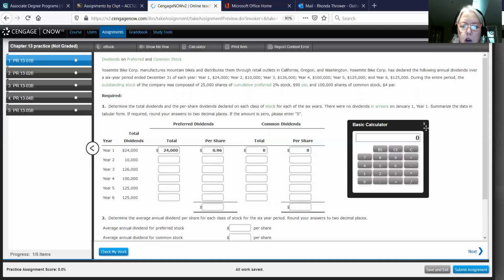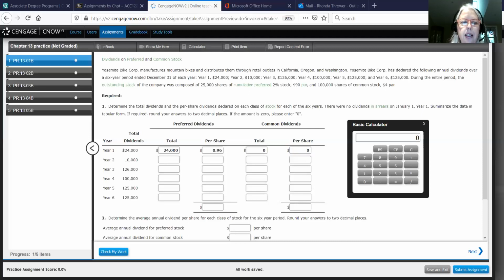So what you have to remember is how much you owe to your preferred stockholders each year. And then if there are any dividends in arrears, you're going to have to add that amount to that. So before we can calculate the preferred dividends in year 2, I'm going to take you to an Excel spreadsheet, which will show you how I got the calculations. So bear with me for just a second.